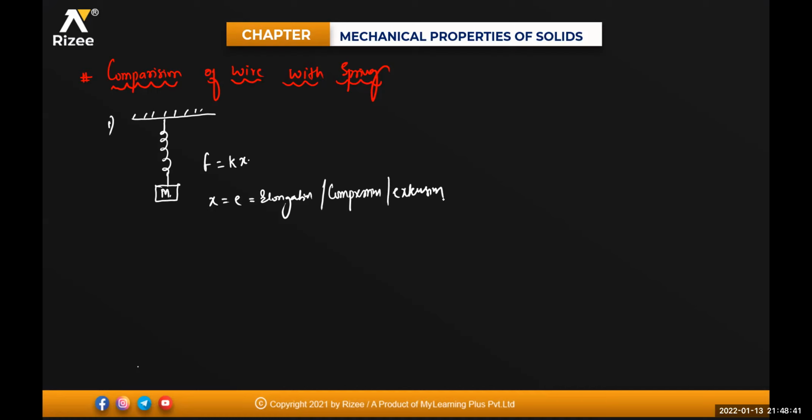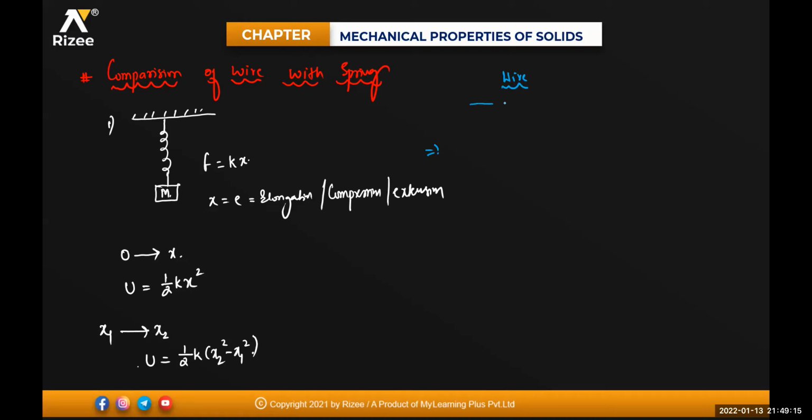Change in dimension. Okay, so if I am increasing the wire from 0 to X, then the energy in the spring is half into K into X square. This we did in work, power and energy. If I am increasing the wire from X1 to X2, the energy is given by the formula U is equal to half into K into X2 square minus X1 square. The same thing I am right now comparing with your wire.